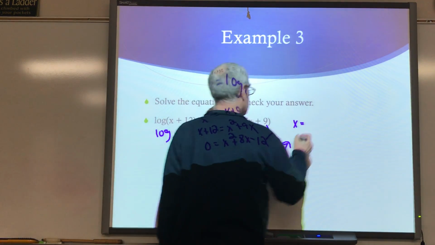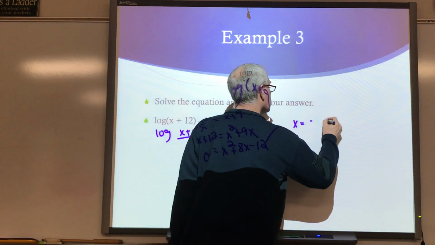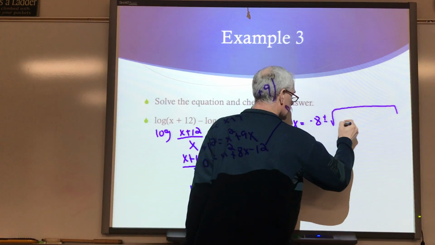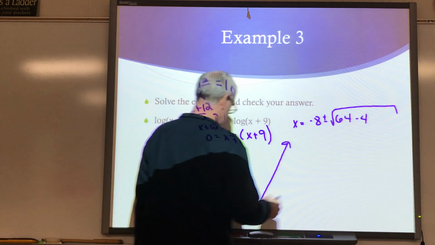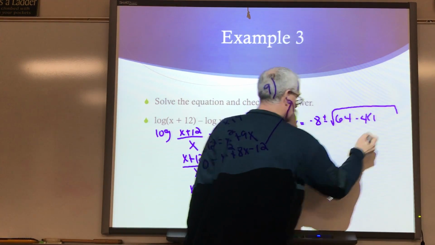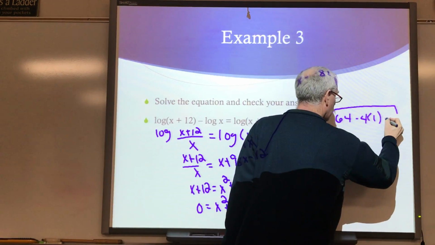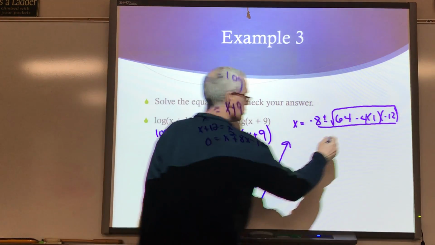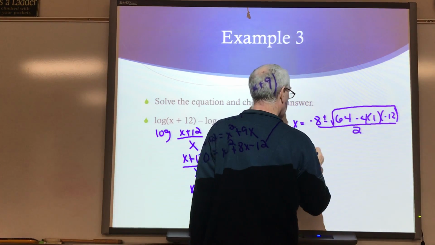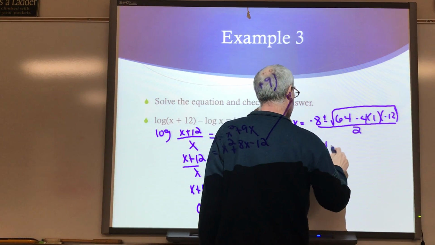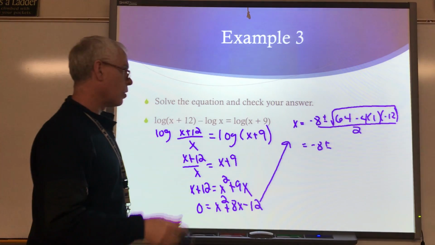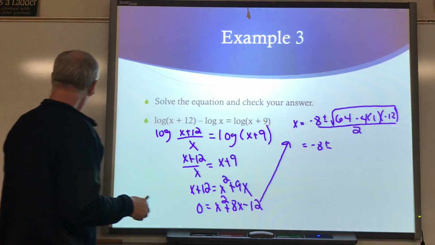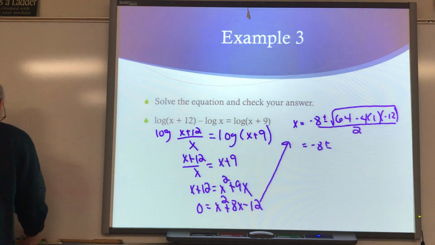So x is going to be the opposite of b, plus or minus square root of b squared, which is 64, minus 4 times a, which is 1, times c, which is negative 12, all over 2a, 2 times 1 is just 2. Okay, so we're going to try to simplify this a little bit. So 64, you got minus a negative there, so 64 plus 48, what is that, guys, 112?